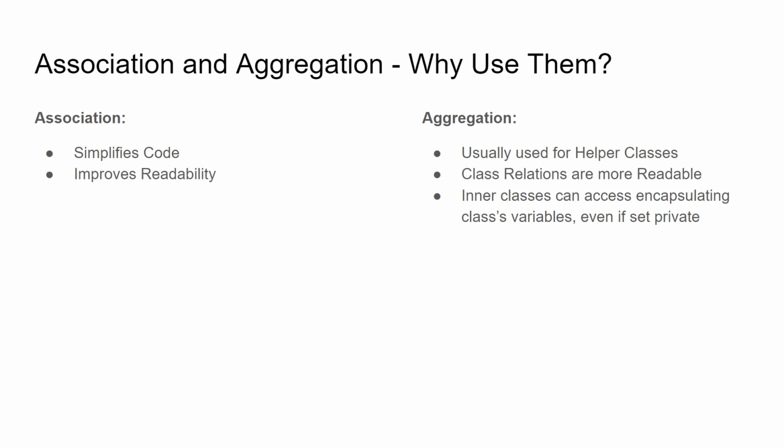For aggregation, these are usually used for helper classes, as we saw. This makes the class relations much more readable, especially if you do this in a nested class, simply because the class is there already and it's pretty obvious where it is. It's also important to note that while I didn't implement this, you can also access the encapsulating class's variables in an inner class. So that simplifies code a little bit if you just want to be lazy and implement something really quick.